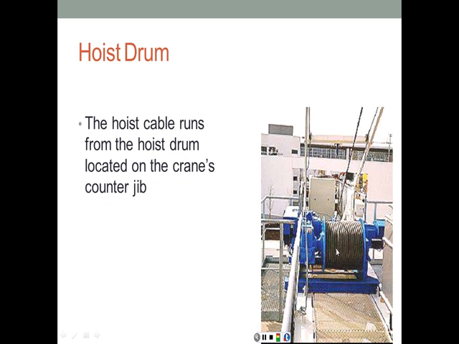And that's the hoist drum with the cable that's going to allow for that load to be lifted or lowered down. The hoist cable runs from the hoist drum located on the crane's counter jib, and that's close to the counterweight here in the back.